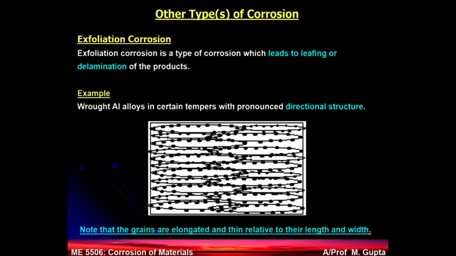Exfoliation corrosion is also a very important type of corrosion. It's a kind of intergranular corrosion. What happens is that when you make the metal in the foundry, you have to either forge it, roll it, or extrude it to give it a final shape. Especially when you have to use it in the sheet form, then you have to roll it. But once you roll it, the grains become elongated. So if you look at the microstructure, you will see the elongated grains like that. So you have a directional structure.